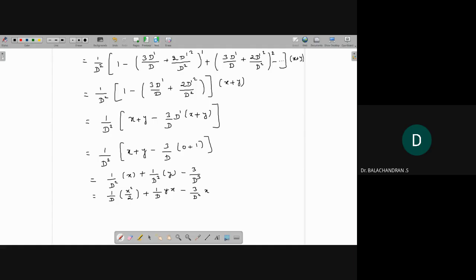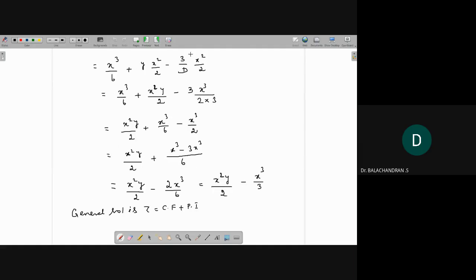The only thing I need is to integrate this. Integration of x square is x cube by 3, so 3 gets cancelled. So x square y by 2, this term is here, x cube by 6, and x cube by 2. Take the LCM, and if you simplify, you will get the answer. So this is the particular integral part, and the general solution is the sum of the complementary function and the particular integral.